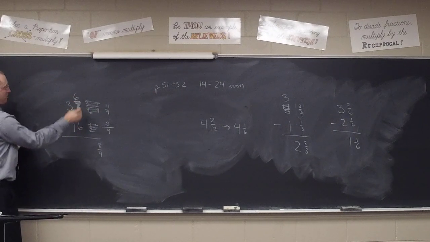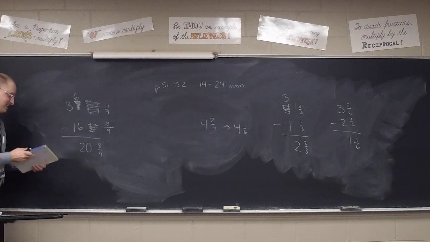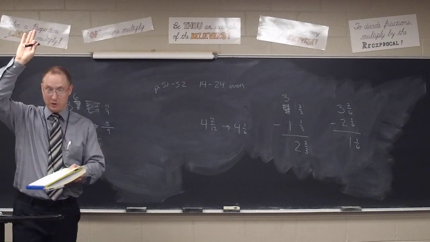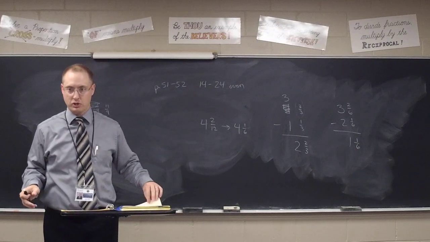36 minus 16, well of course 6 minus 6 is 0, and then 3 minus 1 is 2, so 20 and 8 ninths. How many had 20 and 8 ninths for number 24? Are there any questions on those evens first of all? Any questions on the evens?